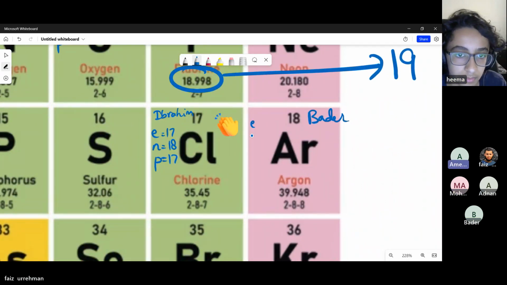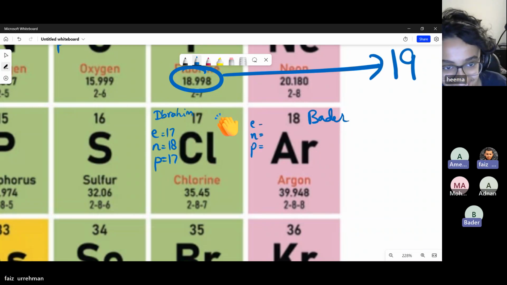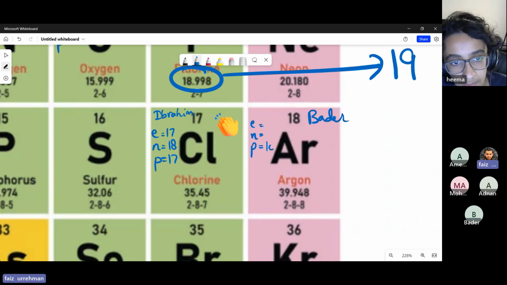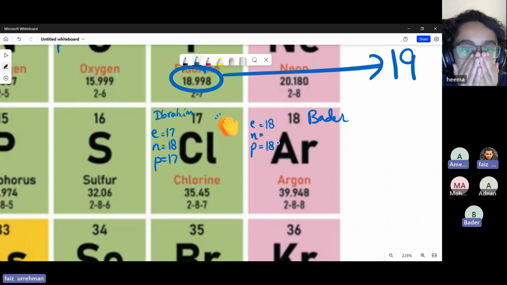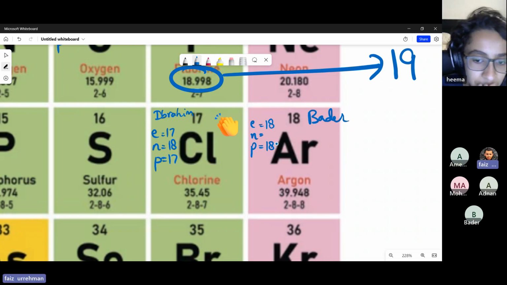Proton 18. Proton 18, correct. Very good. And electron, how much? 18. And neutron?